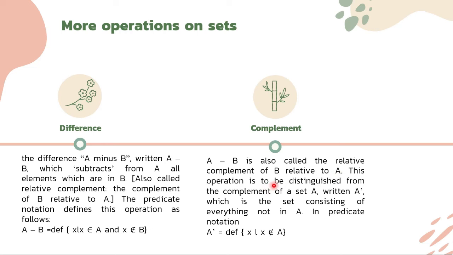This operation is to be distinguished from the complement of a set A, written A accent, which is the set consisting of everything not in A. In predicate notation, A accent is equal to the set of all x such that x is not an element of A.